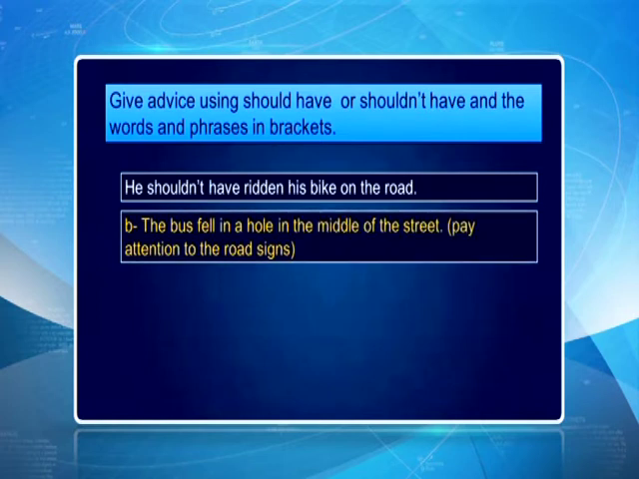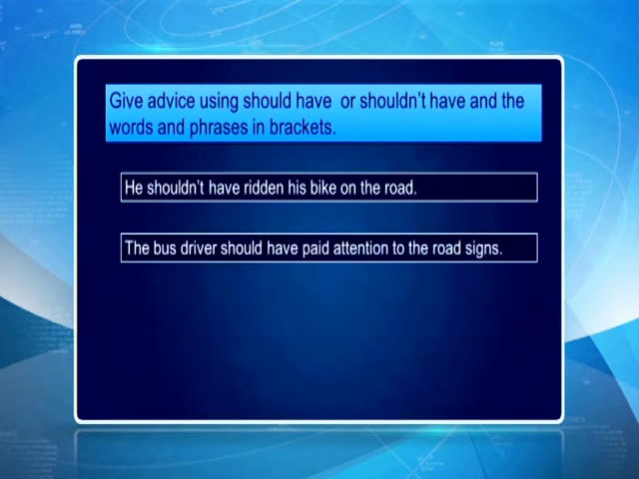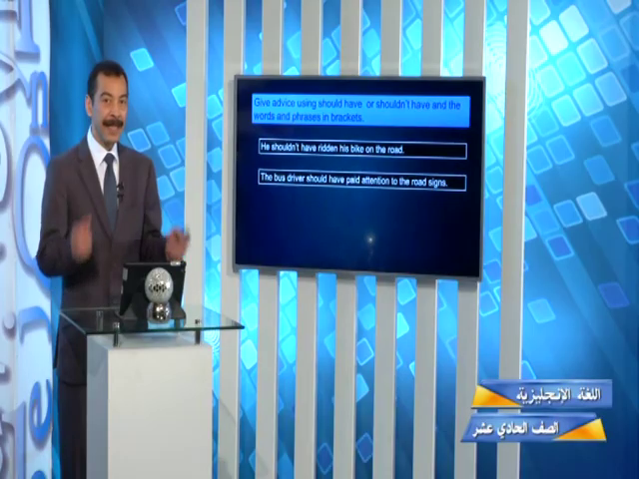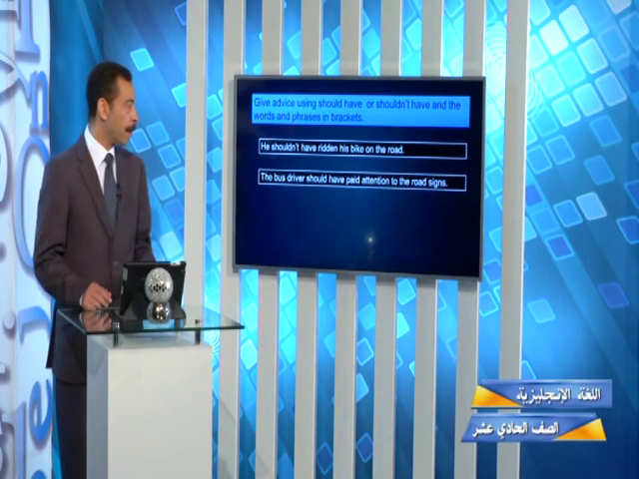Another situation says, the bus fell in a hole in the middle of the street. And the cued words to help you formulate a criticism or advice are pay attention to the road signs. So what should the driver of the bus have done to avoid such a situation? You can say, the bus driver should have paid attention to the road signs, but he did not, and he ended up falling in a hole.